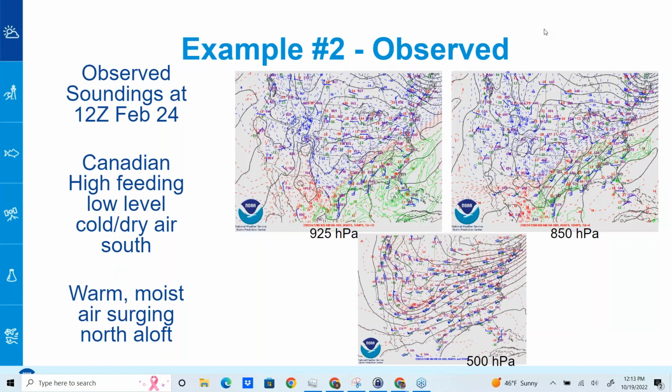So you have this Canadian high situated over northern portions of the U.S. That's just slid south, and it's continuing to dive south, and you're feeding that cold, dry air down at the low levels near 925 down to the surface. Meanwhile, you've got this upper trough situated off to the west, warm air advection, moisture advection coming up off the Gulf of Mexico right over that front.